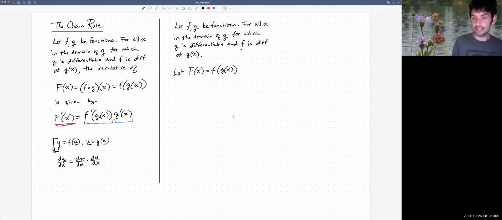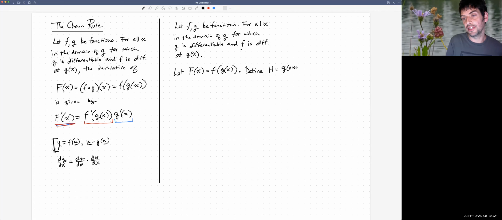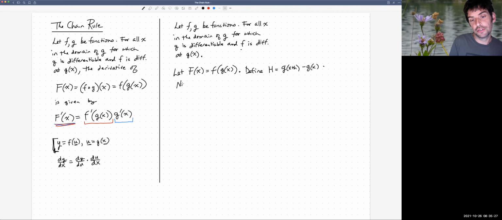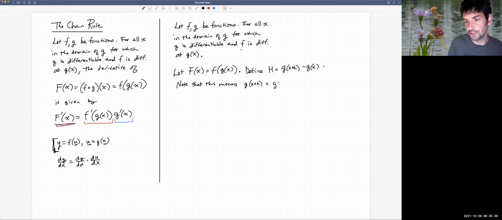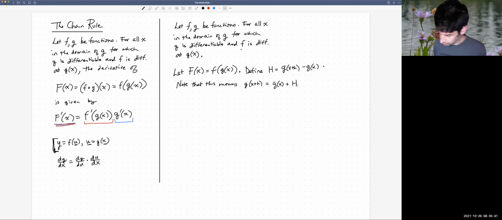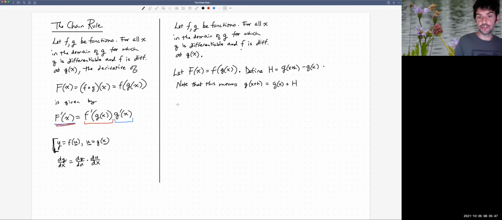And let's also define capital H, which is equal to g of x plus h minus g of x. And let's also note that this means g of x plus h is equal to g of x plus capital H. Okay. Now let's look at the derivative of F prime of x, and we'll see where this capital H comes in.